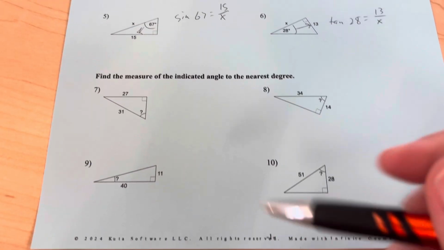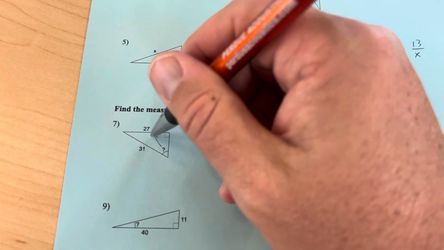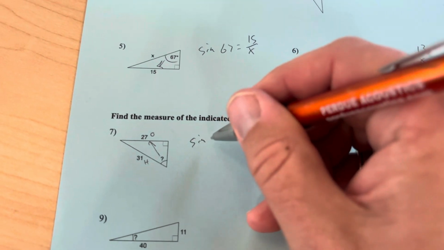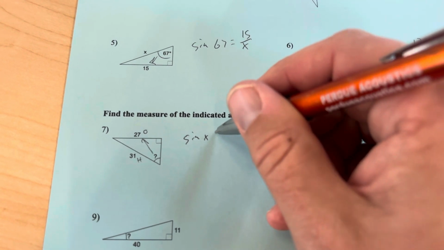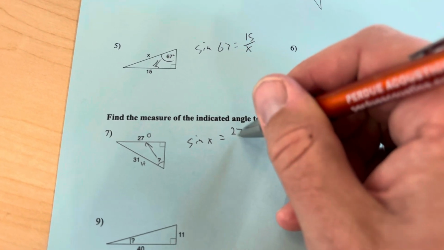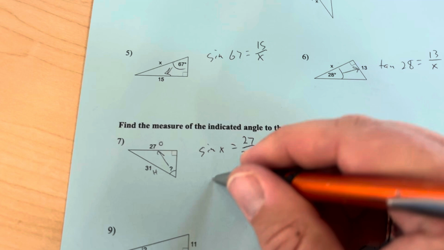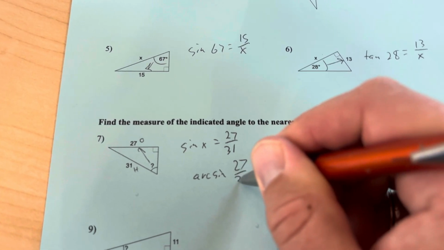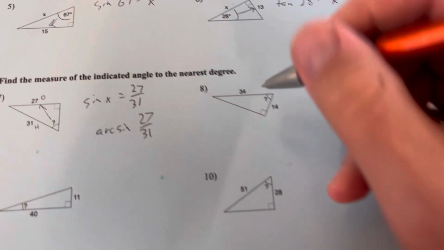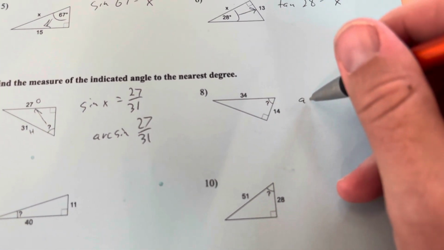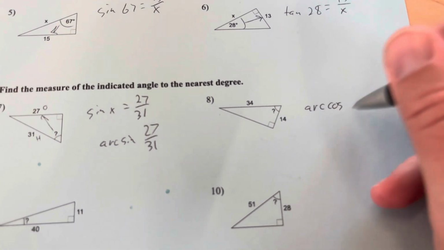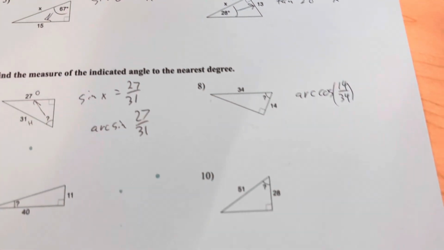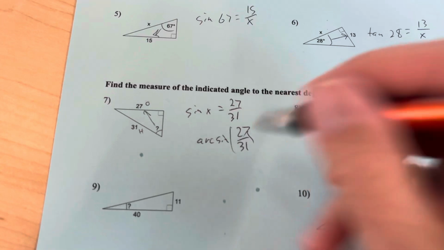Down at this part is the exact same thing. Here's my angle. This is the opposite side, this is the hypotenuse, this is sine. But it's the sine of the angle that we don't know is equal to my opposite over my hypotenuse. So this is going to be, I put in arc sine of 27 over 31. This one is adjacent hypotenuse, so this is going to be arc cosine of 14 over 34. Remember, put that in parentheses. Make sure you're in degrees.